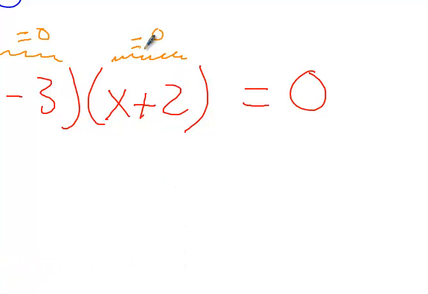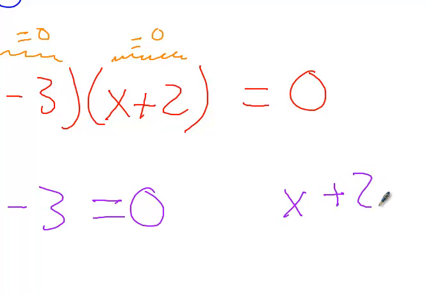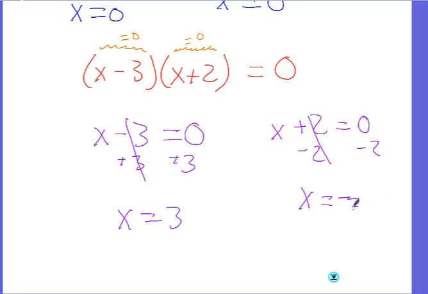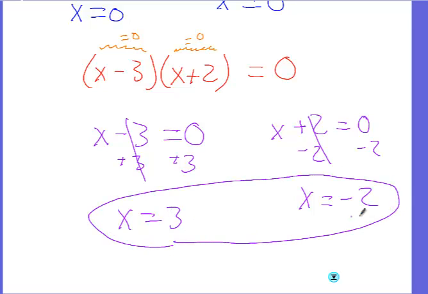Really, our job is to find out what x value will make that true. So you take both pieces separately and set them equal to 0. We know x minus 3 equals 0, add 3, and you get x equals 3. And x plus 2 equals 0, subtract 2, x equals negative 2. Okay, so when you solve this, your answer is x equals 3 and x equals negative 2. Because if we plug in a 3, you get 3 minus 3 is 0, which would make the whole thing 0. Or if you plug in a negative 2, it's negative 2 plus 2 is 0, which makes the whole thing 0. So really, solving quadratics is just an extra step.